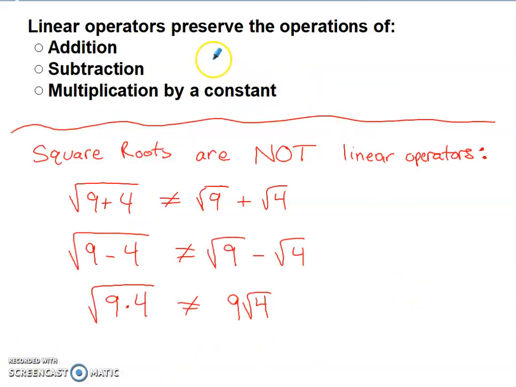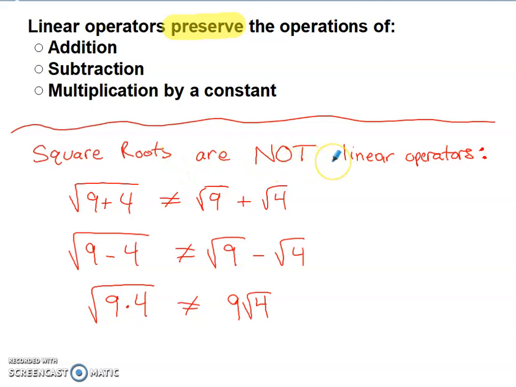So a linear operator is any operator that preserves the operations of addition, subtraction, multiplication by a constant. So what does it mean to preserve the operations? I think we'll make more sense out of that when we look specifically at derivatives in a minute, but let's talk about a little bit more of a familiar calculation from math, specifically a square root.